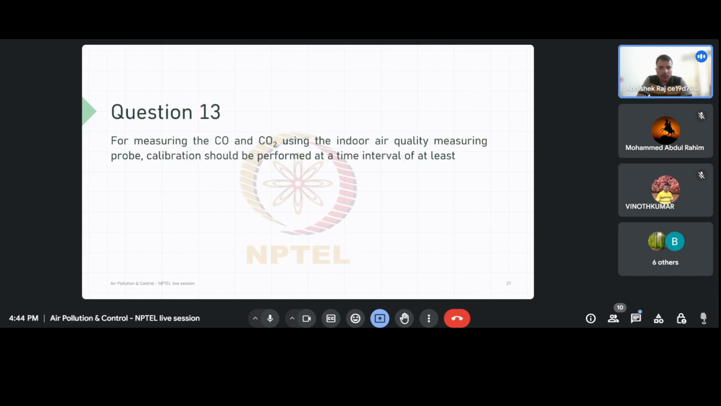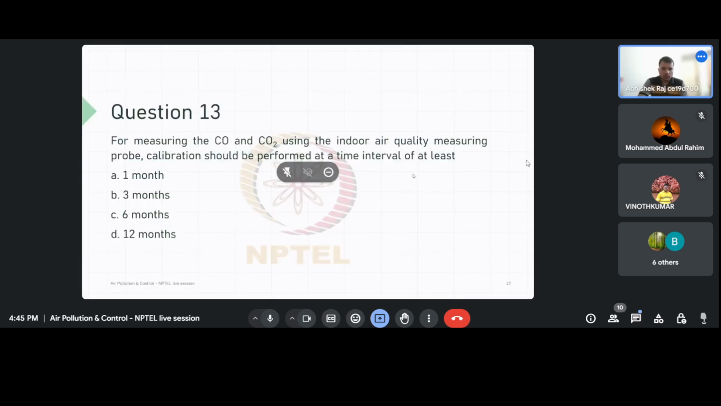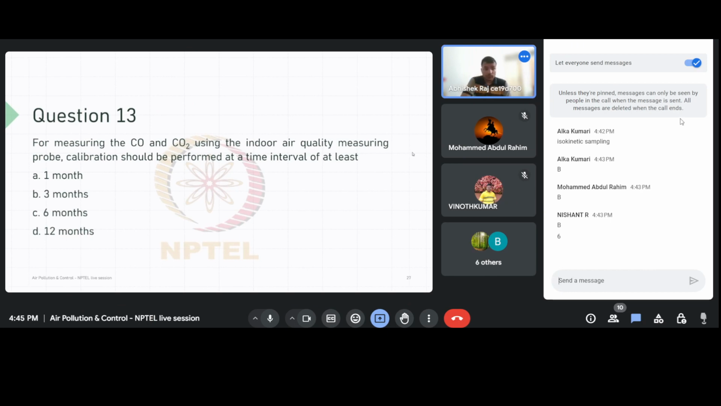Moving to the next one, question number 13. For measuring carbon monoxide and carbon dioxide using the indoor air quality measuring probe, calibration should be performed at a time interval of at least 1 month, 3 months, 6 months, or 12 months. One response for option B. Anyone else?